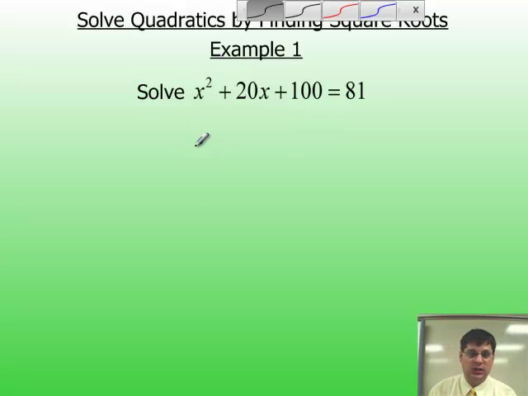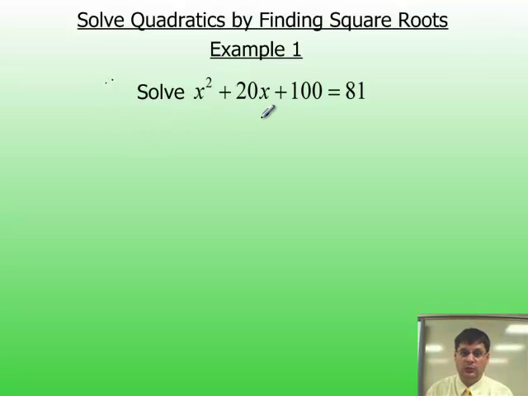Now this isn't just any trinomial, this is a perfect square trinomial. The reason I know that is, first off, it's a trinomial, and the first term is a perfect square. The last term is a perfect square, 10 times 10, and the middle term is 2 times the square root of the first term times the square root of the last term. So 2 times x times 10, or 20x.